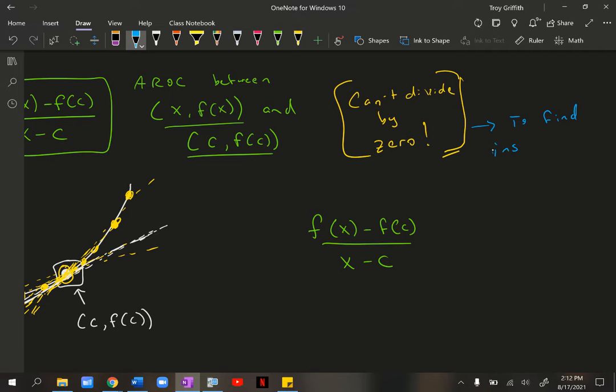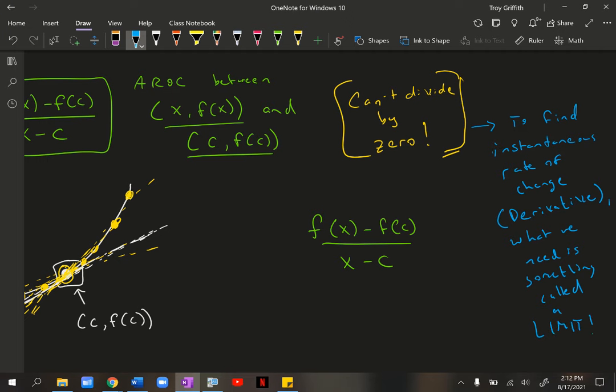To find an instantaneous rate of change, which is quite a mouthful, so I'm just going to introduce this word now. We won't talk about it too much in this first unit, but we are talking about it today. To find an instantaneous rate of change, which in calculus we call a derivative, what we need is something called a limit. This is what our entire first unit is going to be.